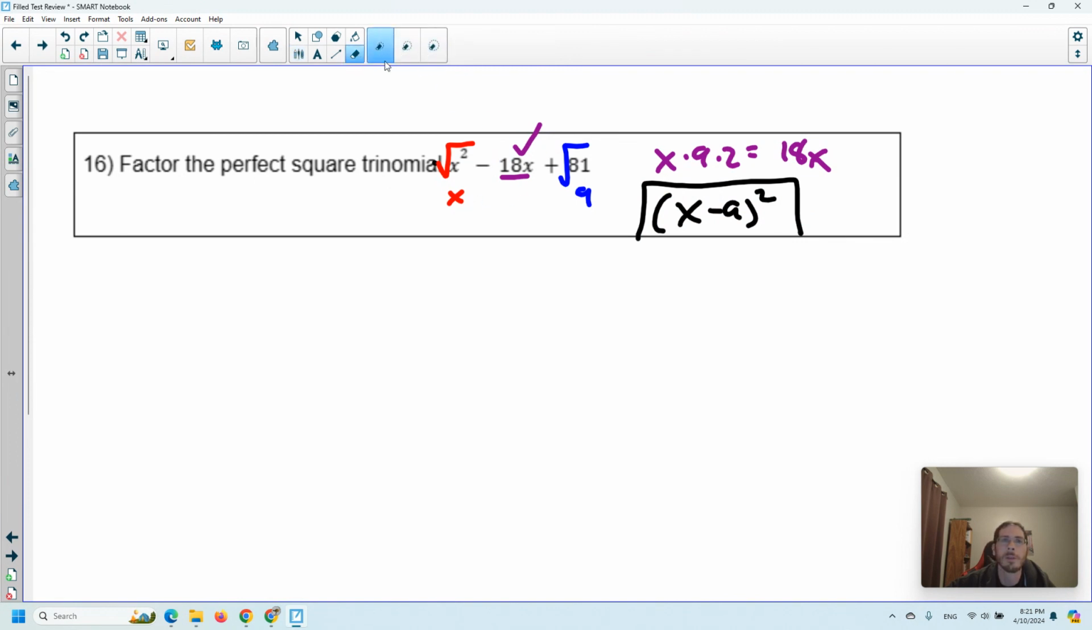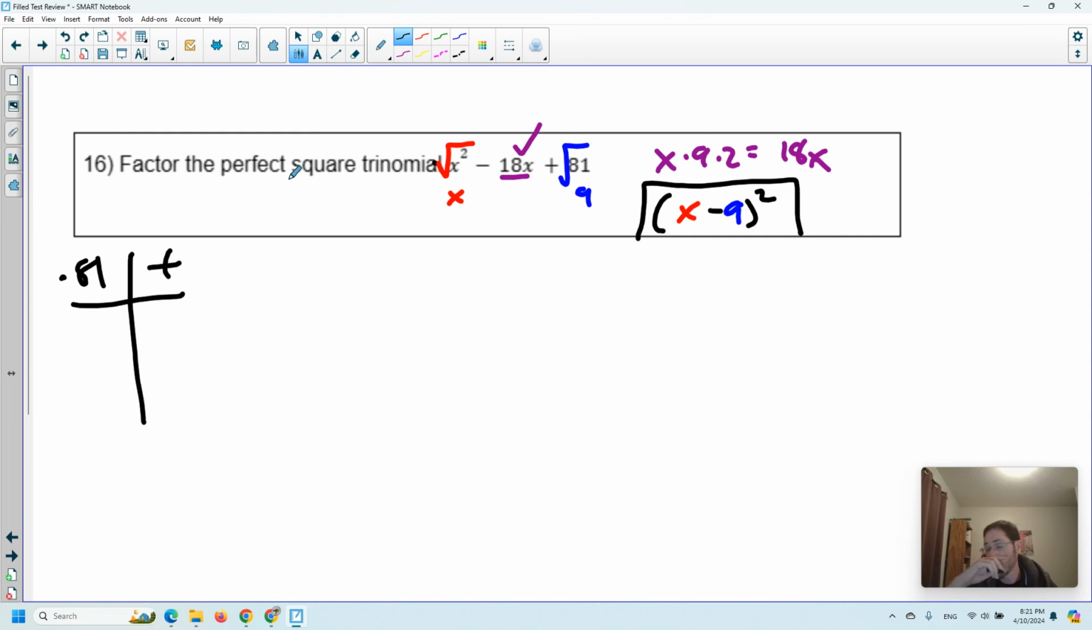Oops, I should probably make these the right colors. X is in red, 9's in blue. All right, so that's it. Again, if you didn't want to use the trick, you're more than welcome to do the table. If we do the table, since there's just a 1x squared here, we actually get a nice one where we just have to pick 81. So we have to multiply to get to 81, and we're trying to add to get to this middle negative 18.